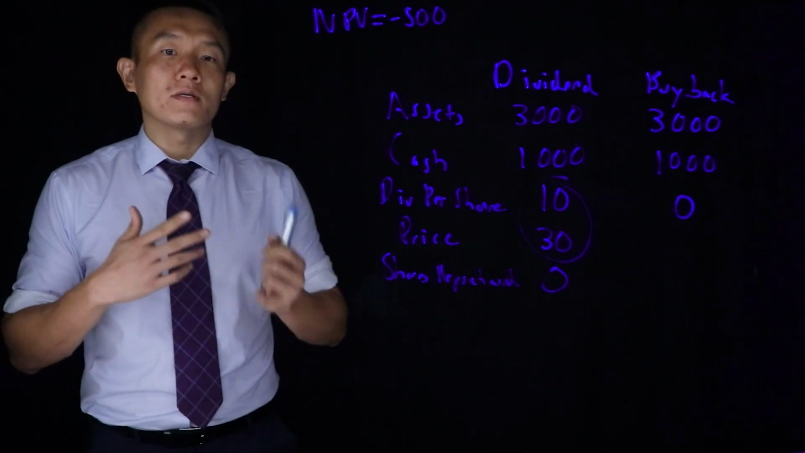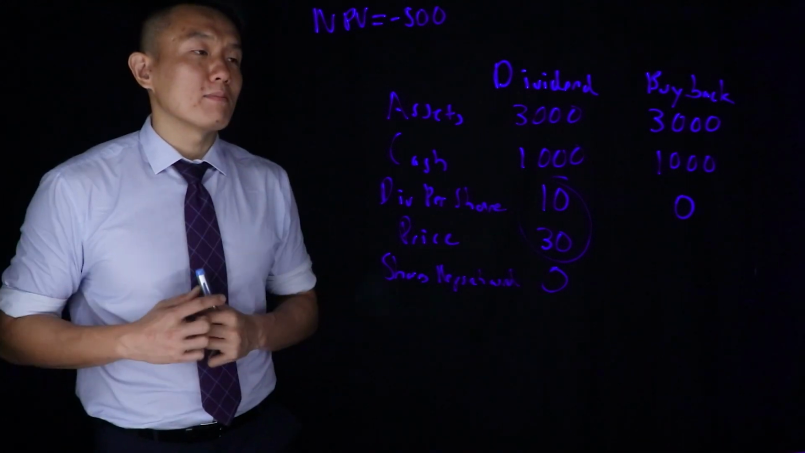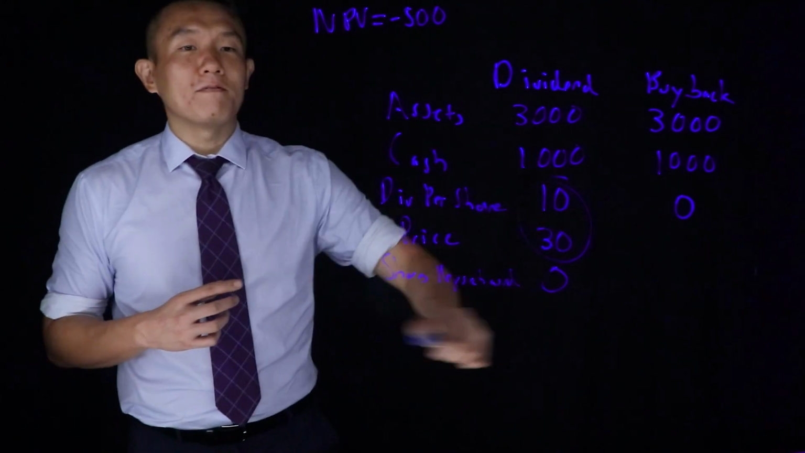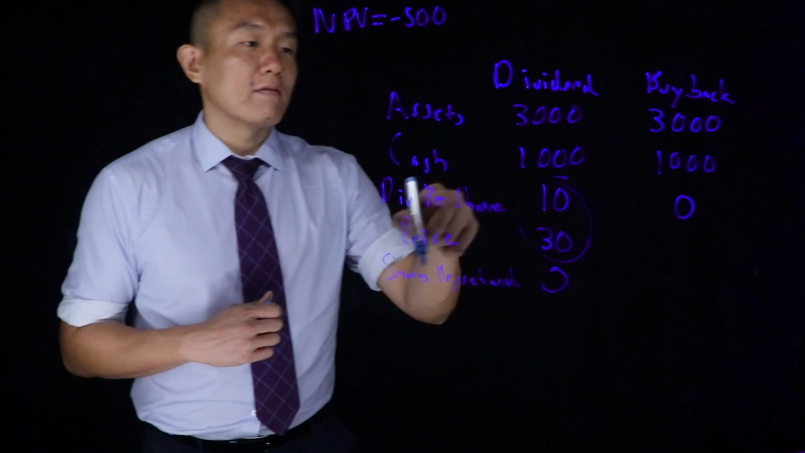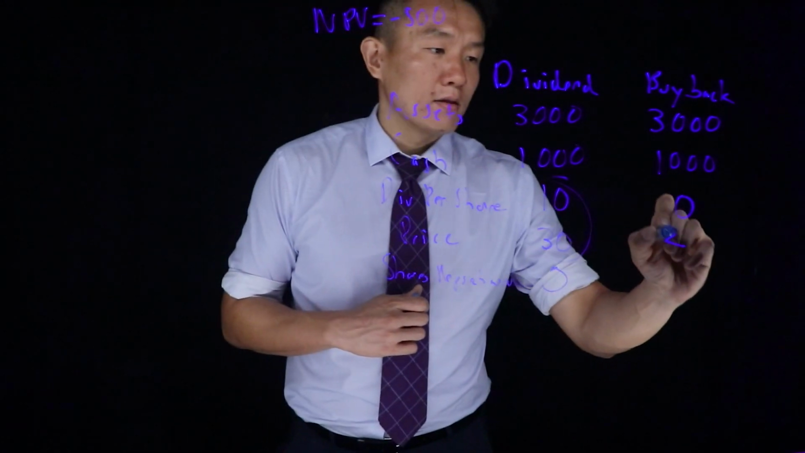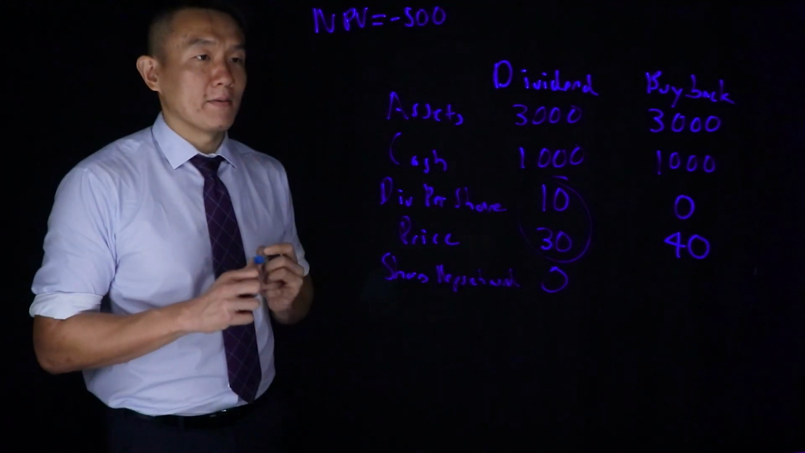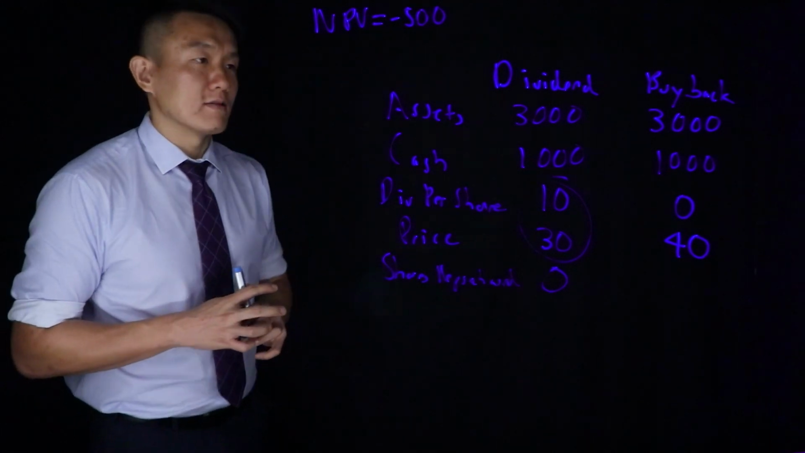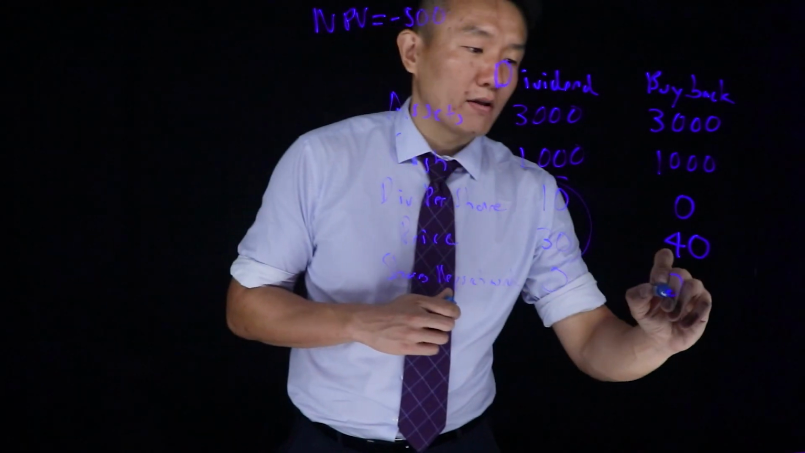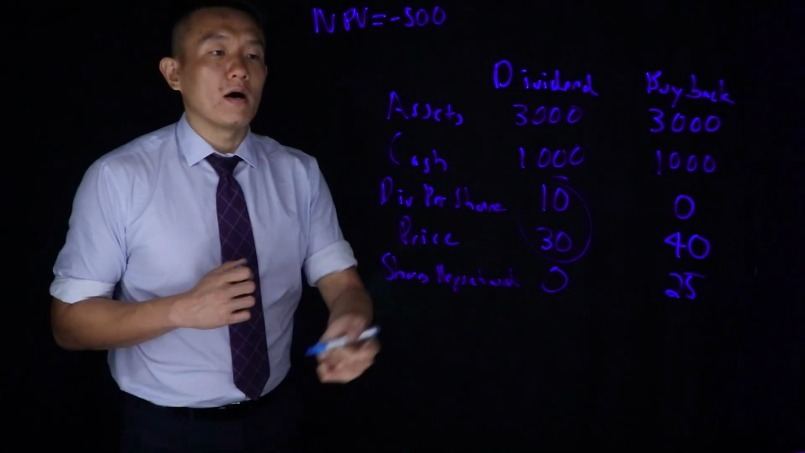Whether the firm is paying a dividend or buying back shares, that's not affecting the value of the firm at all. So if it's not paying a dividend, the share price should be 40. And how many shares can a firm buy back? At a price of 40, it can buy back 25 shares. So remember, there were 100 shares here.